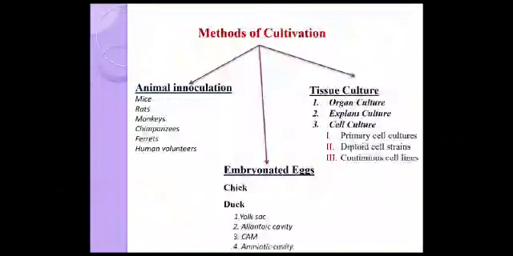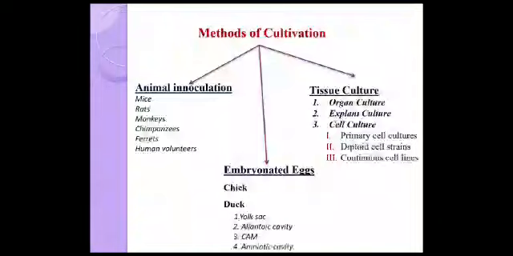So these are the three various methods. You have animal inoculation. The animals which can be used are the mice, rats, monkeys, chimpanzees, ferrets, and human volunteers. For embryonated egg, there are various parts of the embryonated egg, or the duck egg, which is larger in size, which can also be used. Most often, duck's egg can be used for growing the viruses for vaccine production.